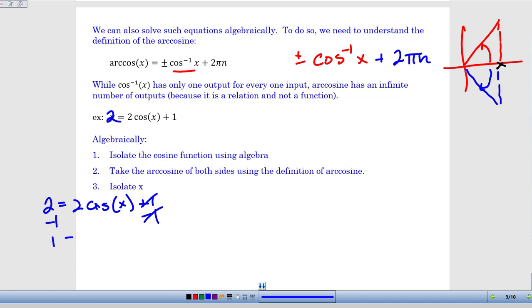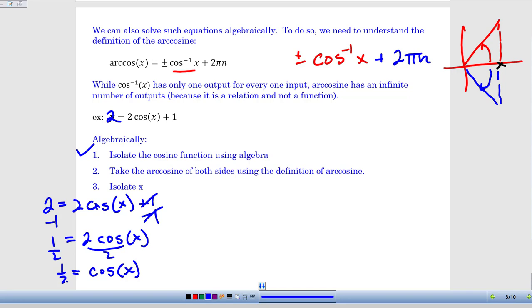We get 1 equals 2 times the cosine of x. And then we can see that we've got to get rid of that 2. So I'm going to divide both sides by 2. And so we end up with 1/2 equals cosine of x. So I've got that cosine of x isolated. I've succeeded in step 1. So now my problem is that the x is trapped inside of the cosine. So I need to get it out.